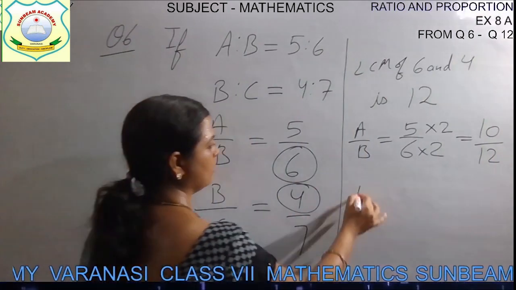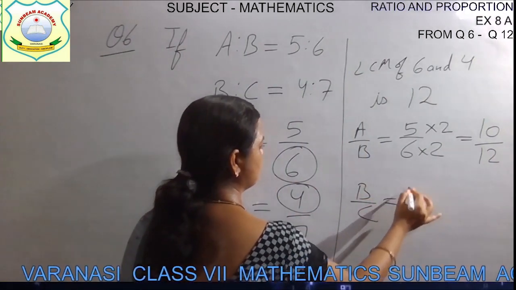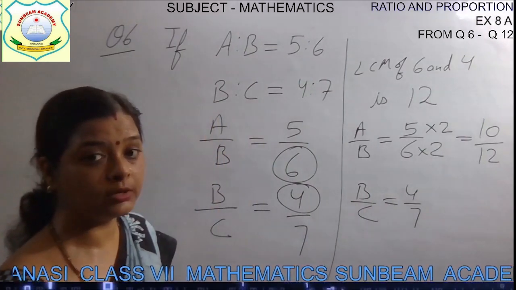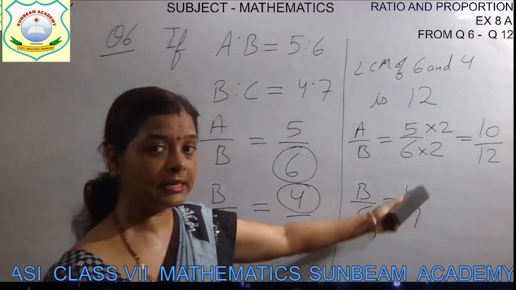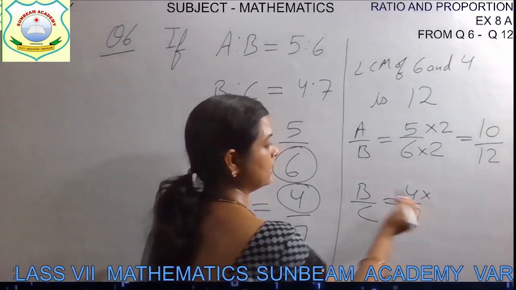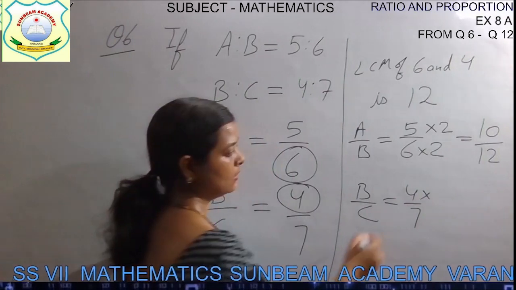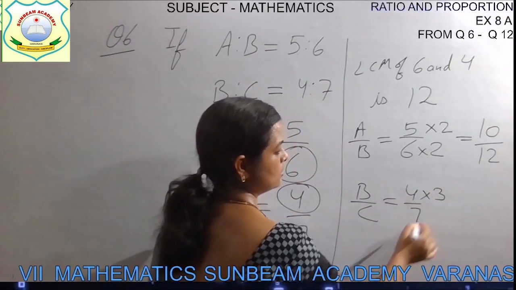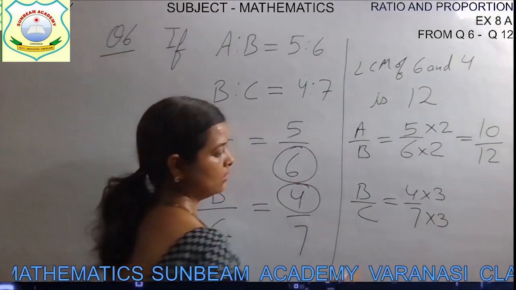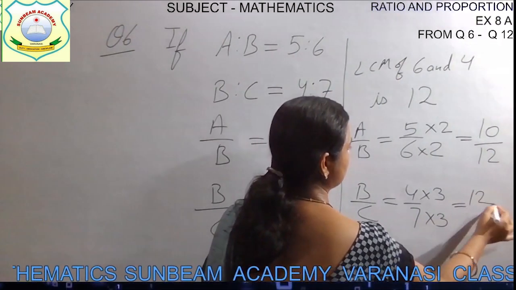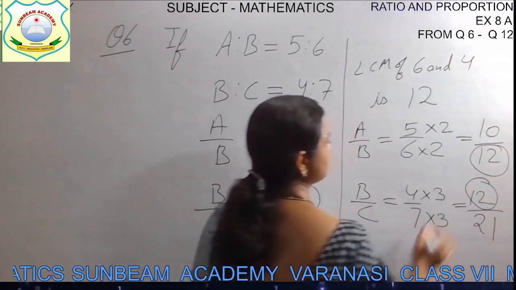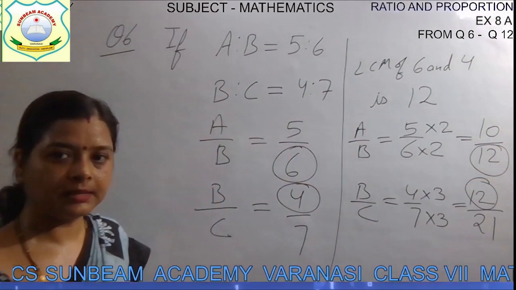In the same way, B is to C is 4 is to 7, and we have to convert this B equal to the LCM of both the numbers, that is 12. So how can we make B as 12, children? By multiplying it with 3. So in the denominator also we have to multiply it with 3. Okay. So 4 3s are 12 and 7 3s are 21. Now see, children, B part is same. Now B part is same.